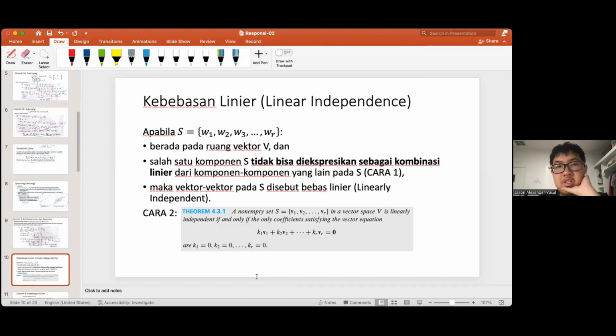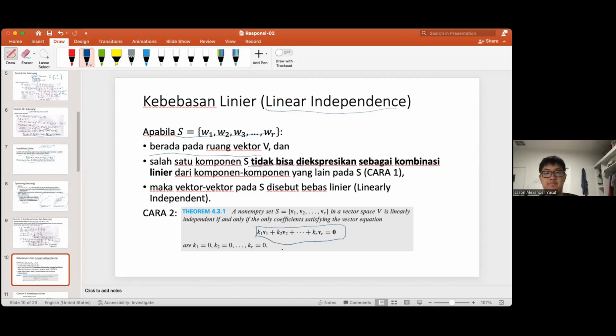And the next concept is what we call linear independence, which is an application of linear combination. There are two ways to determine whether a set is linearly independent or not. So let's say we have this set, and this set is in a vector space V, and S cannot be expressed as a linear combination of the other components, or this is applied, which is the easiest way.